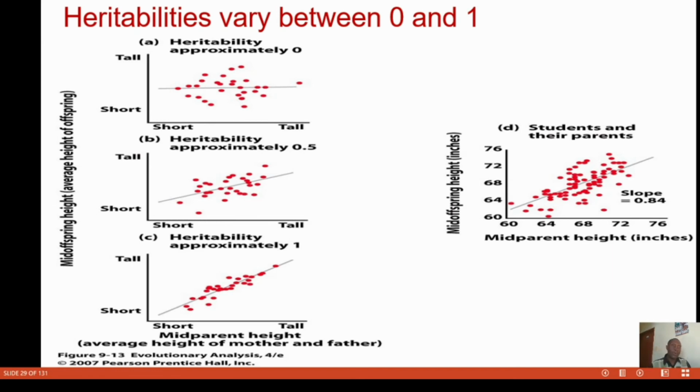But if, for example, we are looking at students and their parents, then we are looking at the mid-parent height of the parents, and then we look at the mid-offspring height. We can determine a slope that looks like B, for example. And one can see that it's not 1, it's approximately 0.084.